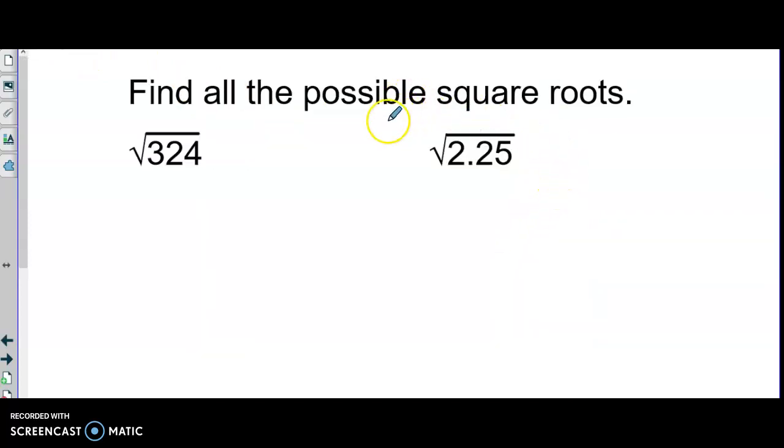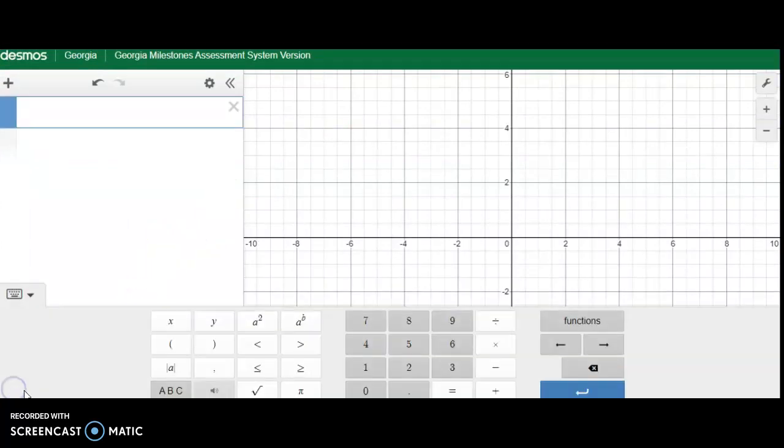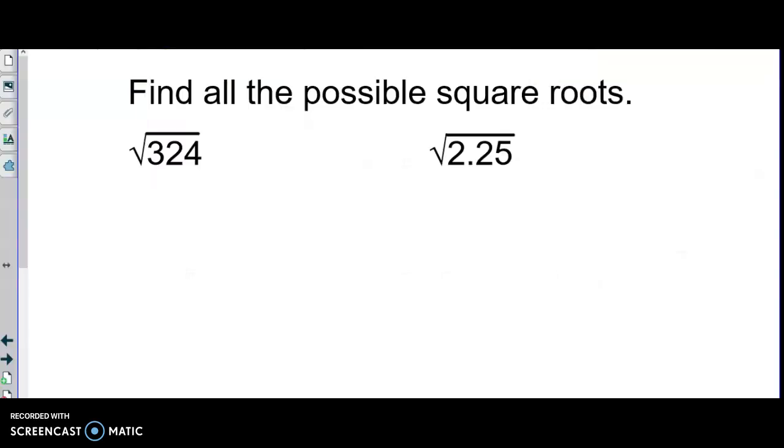Okay, so this one says find all the possible square roots. The first one is 324. Now, hopefully y'all know by now that I always use my calculator, right? So let me pull over my calculator, and I'm going to type in the square root. This is your square root symbol here of 324. Now the calculator tells you positive 18, but you have to remember that it could be positive 18 or it could be negative 18.